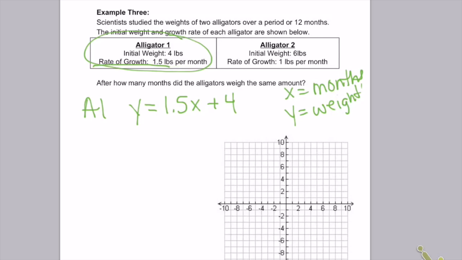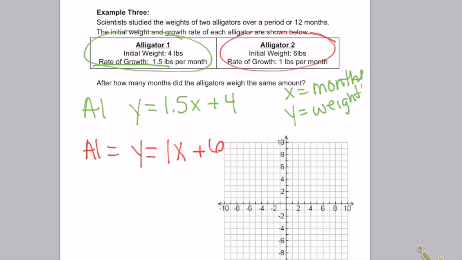For our second one, alligator number 2, we'll have y equals, our growth rate is 1x, and it starts at 6 pounds. So now we have to graph those two things.